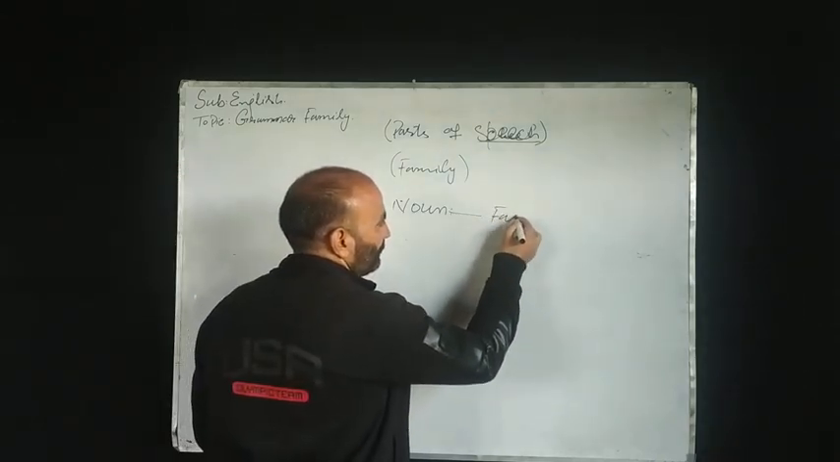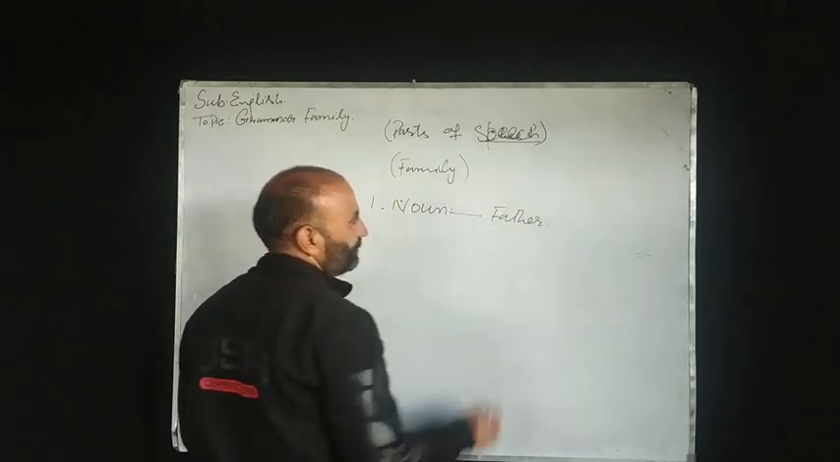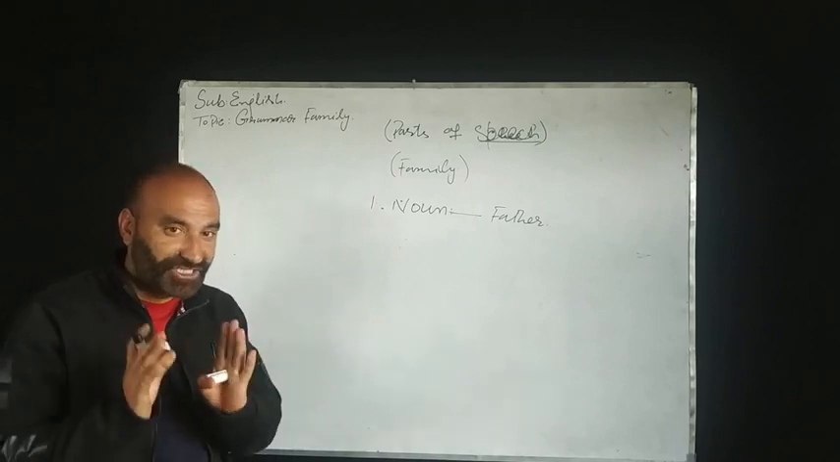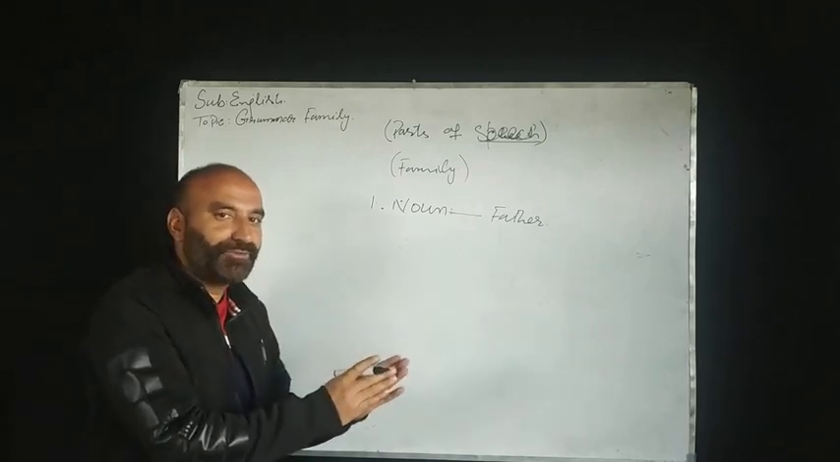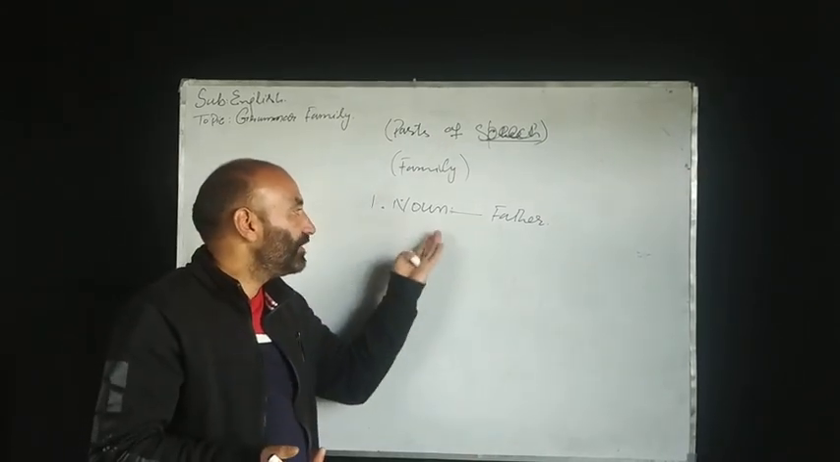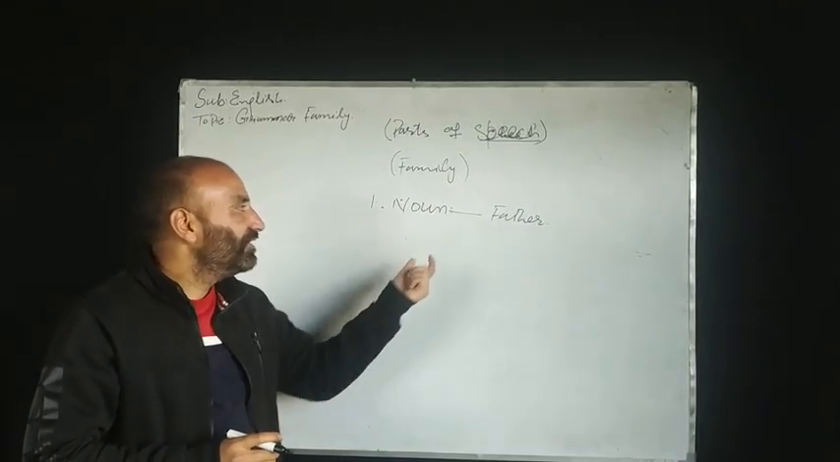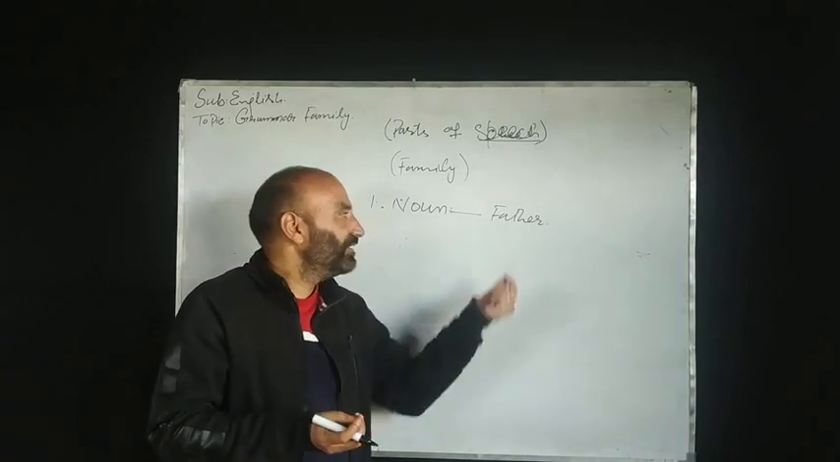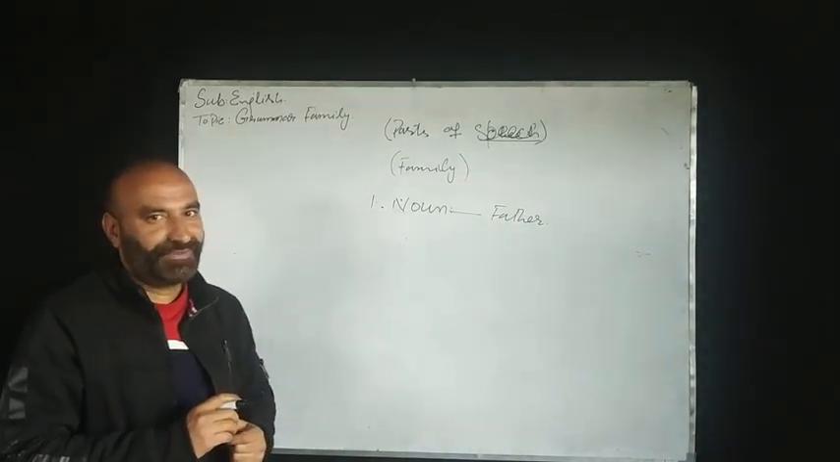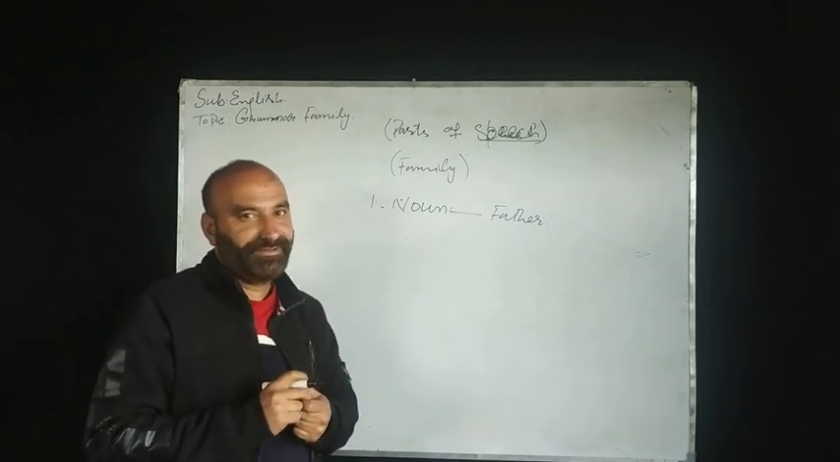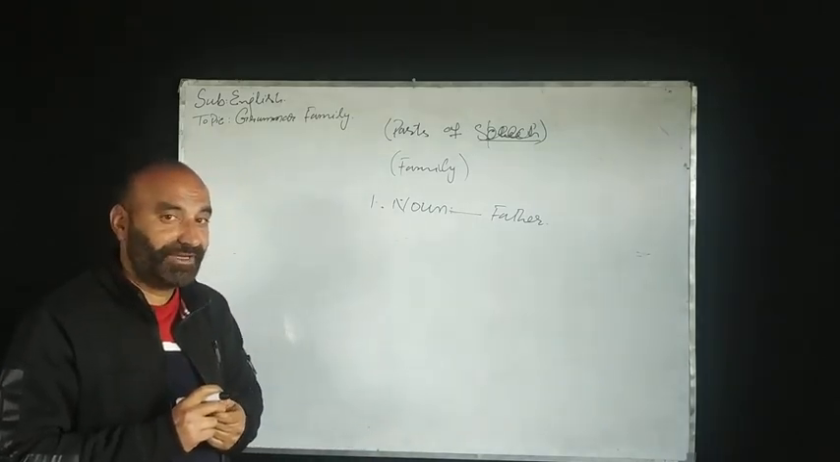The first member of parts of speech is noun, which here in my grammar family is the father. So noun is the father of the family. Imagine, it's not possible to have a family without the father. Father is the most important member of the family.